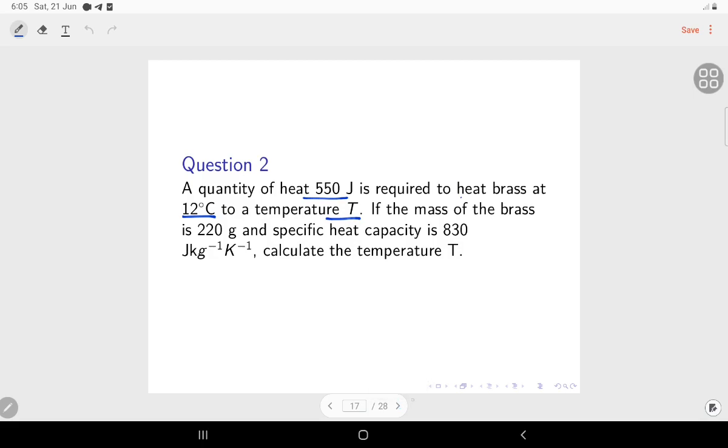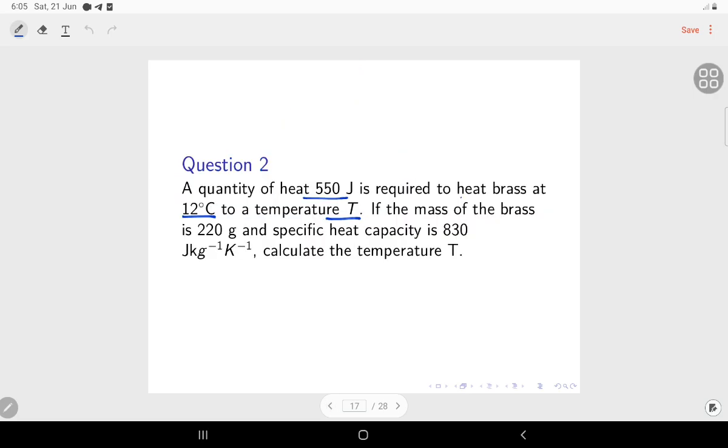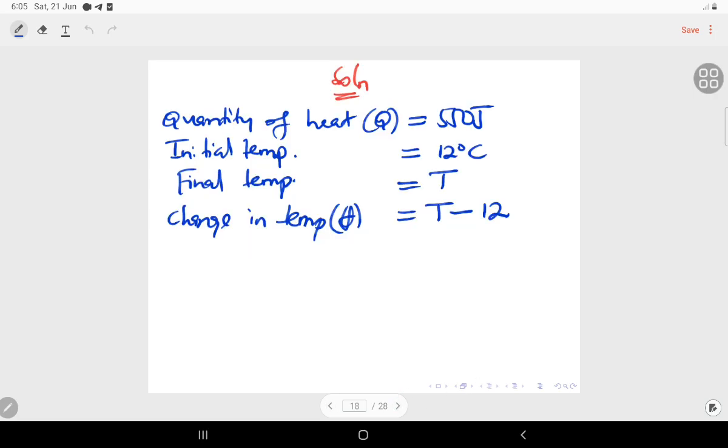But the other one was cooling. So let's find our change. Our change in temperature, which is theta, is going to be T minus 12. Take note of that. Let's continue. We are given the mass of brass as 220 grams, and if you do the analysis carefully, this one must be in kilograms.